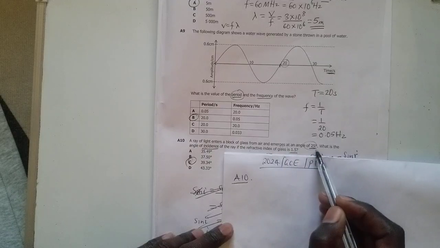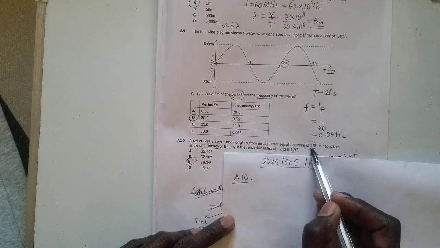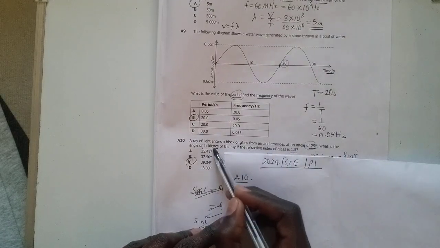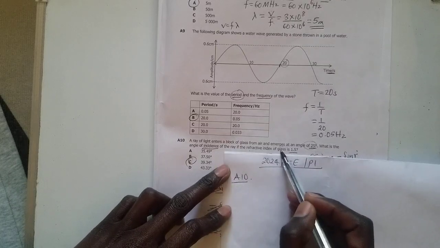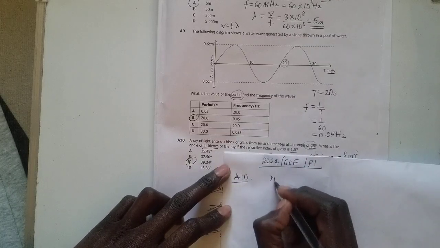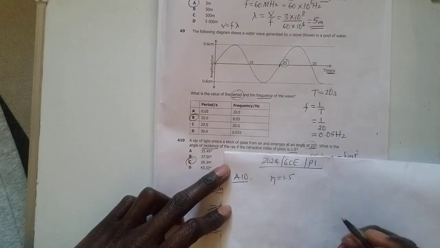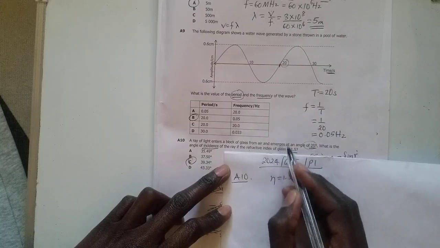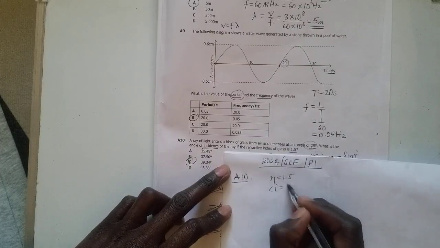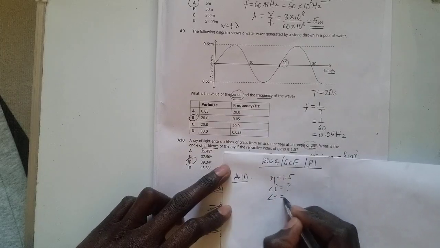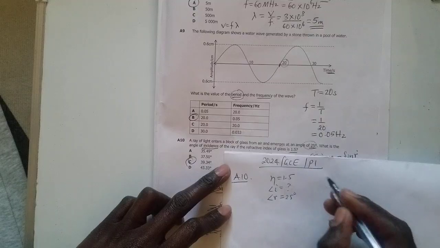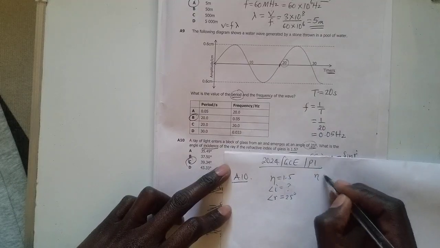air and emerges at an angle of 25 degrees. What is the angle of incidence of the ray if the refractive index of the glass is 1.5? So they have given us the refractive index is 1.5, then they want us to find the angle of incidence, which we don't know. Then it emerges, or the angle of refraction is simply 25 degrees. So you can apply Snell's law.